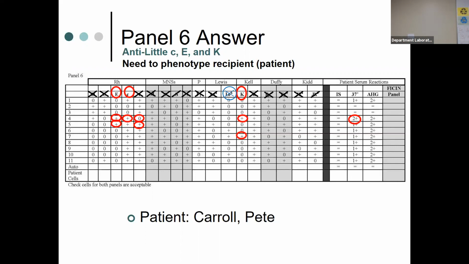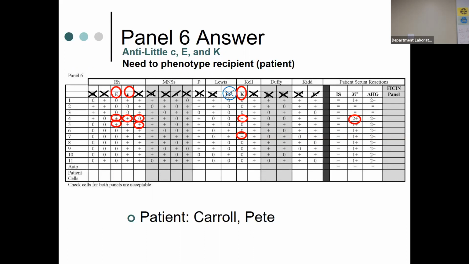In your phase of reactivity for Lewis B, he can react at initial spin, 37, or AHG. That is primarily due to improvements in our reagents being able to detect him. So theoretically, because he was not reacting at initial spin, they might have ruled him out at that. But because of the way he reacts, I would not rule him out. I would still run some select cells. So he's really not ruled out.